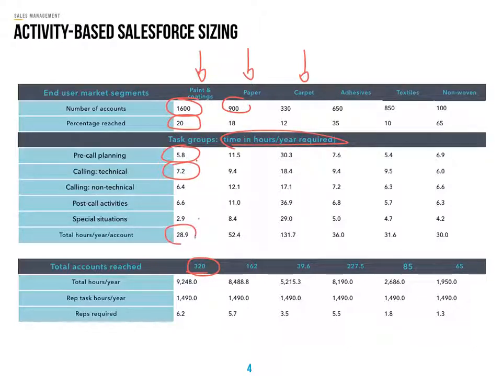At the end, what I know is that for these customers, I need 29 hours in a year. This means that 29 hours times 320 makes this number of hours. And if an average salesperson can make only 1,500 or 1,490 hours a year, this is what he can work, then I need 6 reps. And then you do this analysis for each segment, and at the end this will give you the number of salespeople that you need.